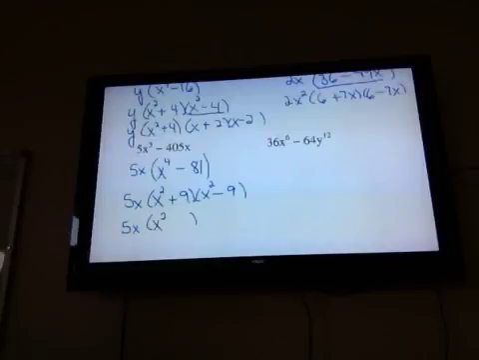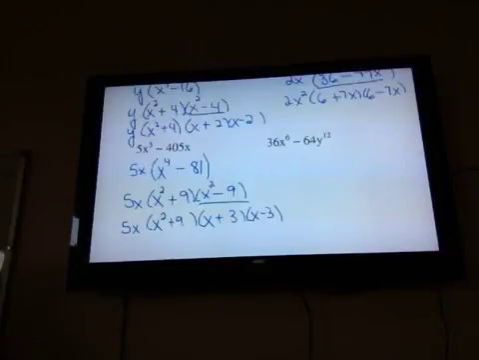So x squared plus 9 comes down, but this one's going to go further. X times x, 3 times 3, plus and minus. And then can I factor more? No. How would you check that?